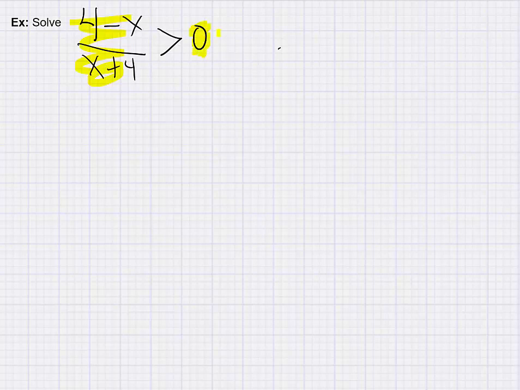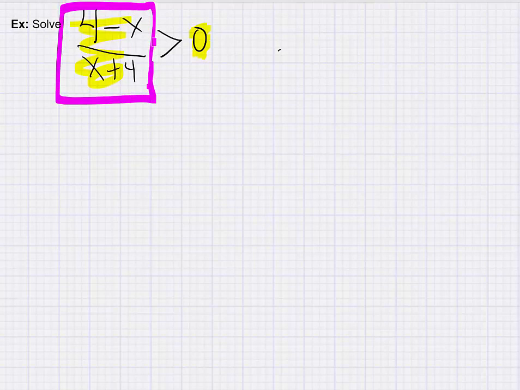Okay. Now the concept here is this. This expression right here can have one of 3 values. It could be positive, it could be negative, it could be 0, and it could be undefined.